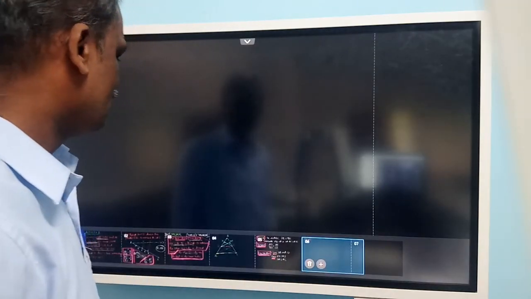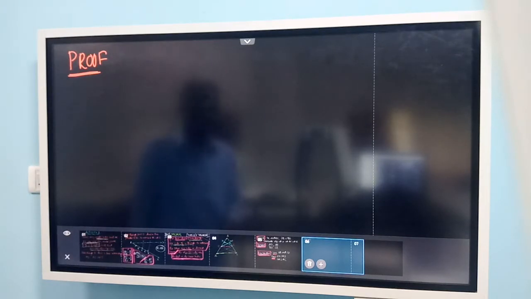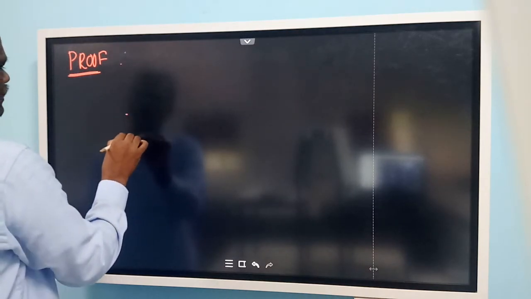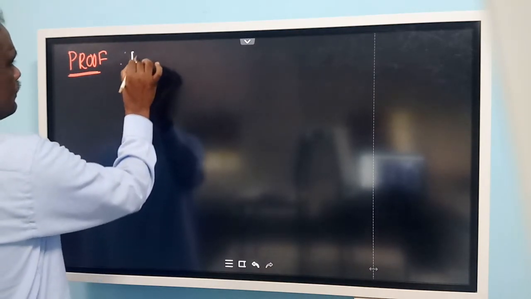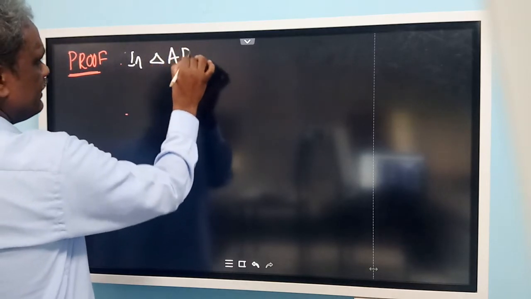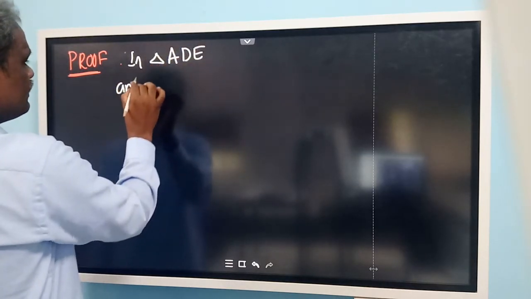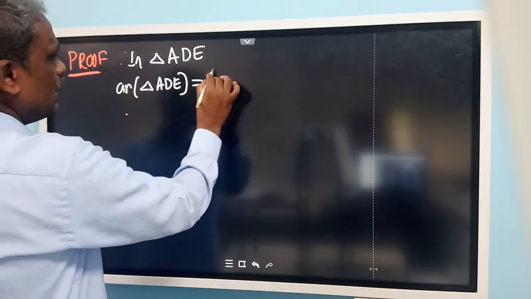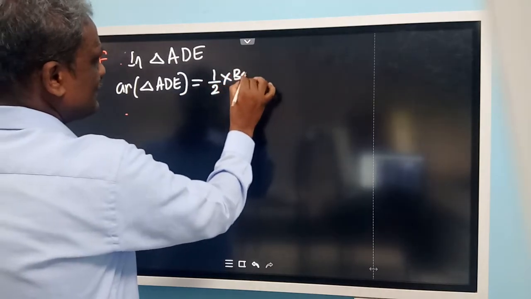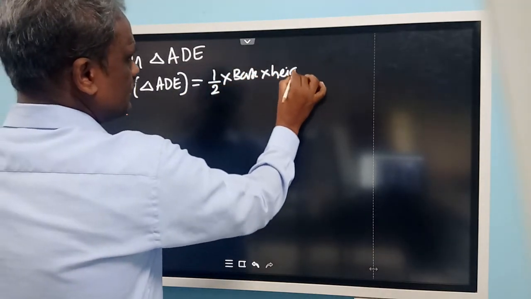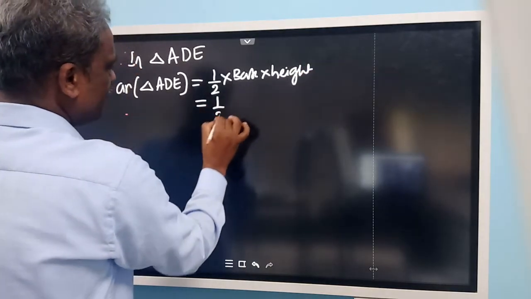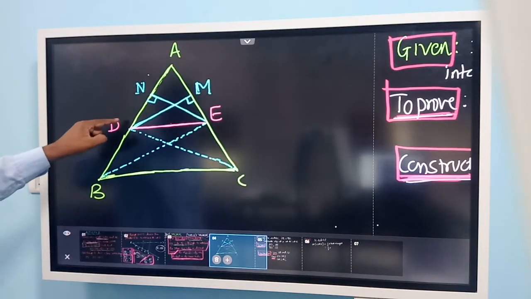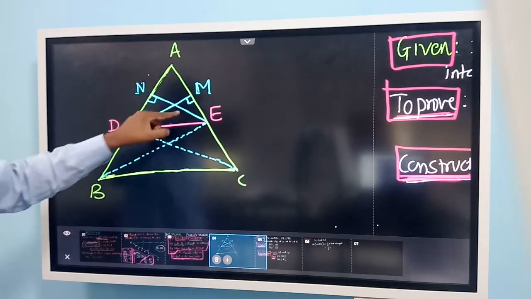In triangle ADE, area of triangle ADE is equal to half into base into height. So let us use this one. So that is half into, what is the base here? Look at the diagram. What is the base here? AD, altitude is EN. AD into EN.